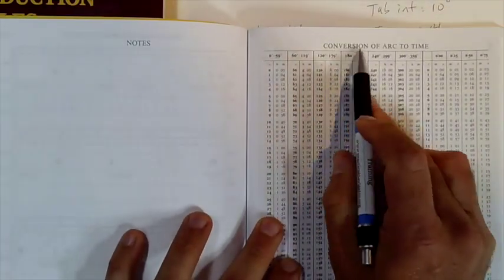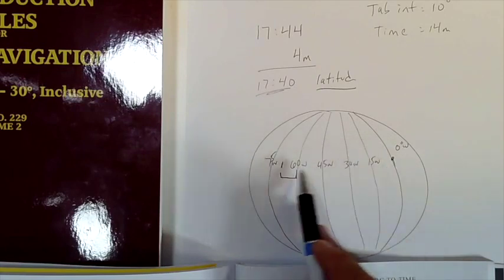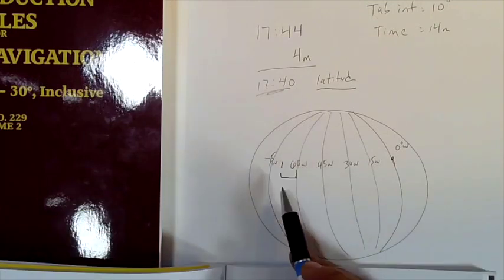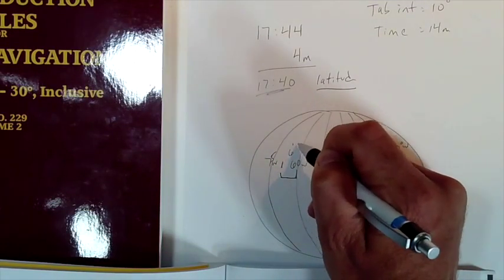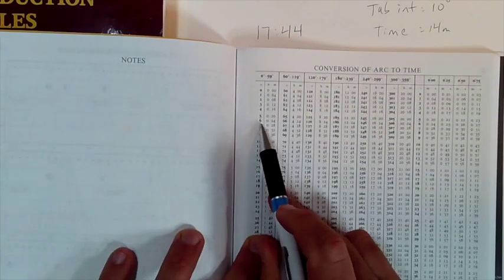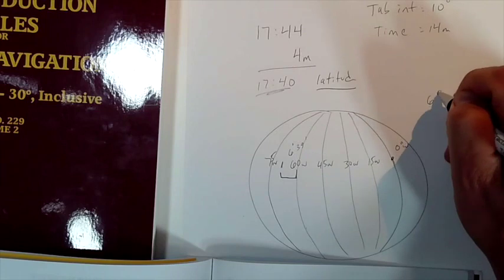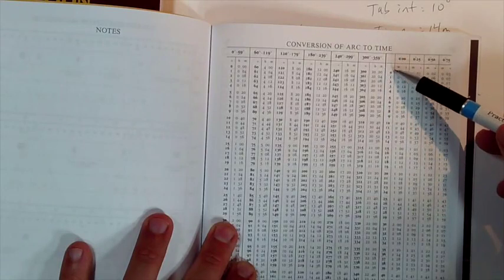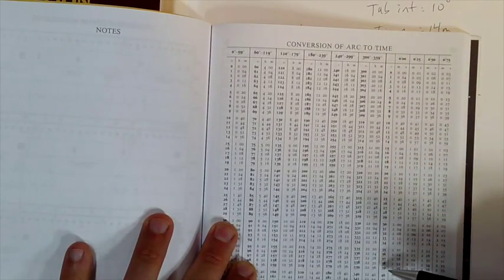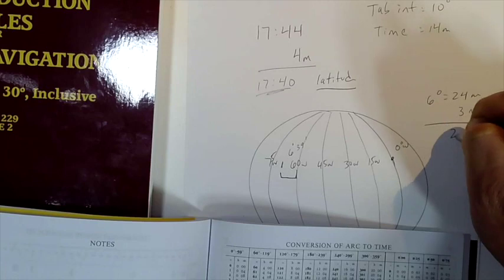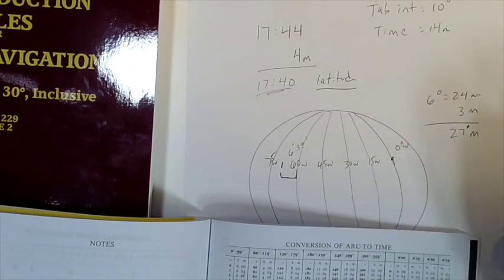And the conversion of arc to time does that. It converts arc, or degrees, to time. And so we're looking at a difference of 6 degrees, 6 degrees and 39 minutes for our DR position. So 6 degrees is equal to 24 minutes. And then over here, we can see that 39 minutes of arc is equal to 2 minutes and 36 seconds of time. We're going to round that to 3 minutes. So we need to adjust this by 27 minutes.